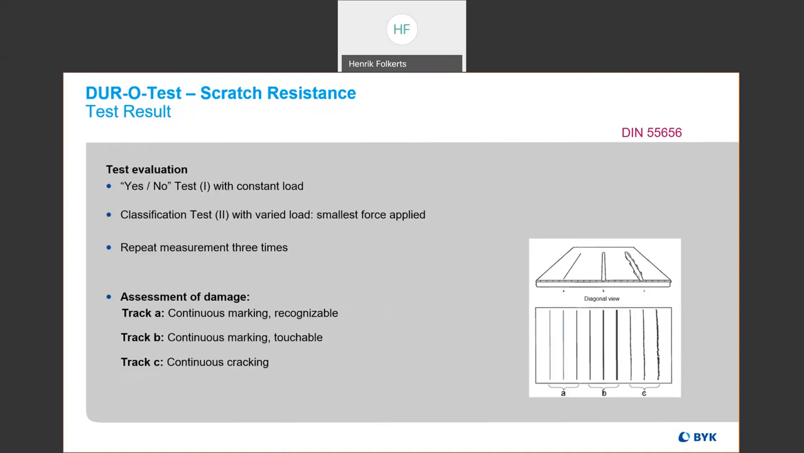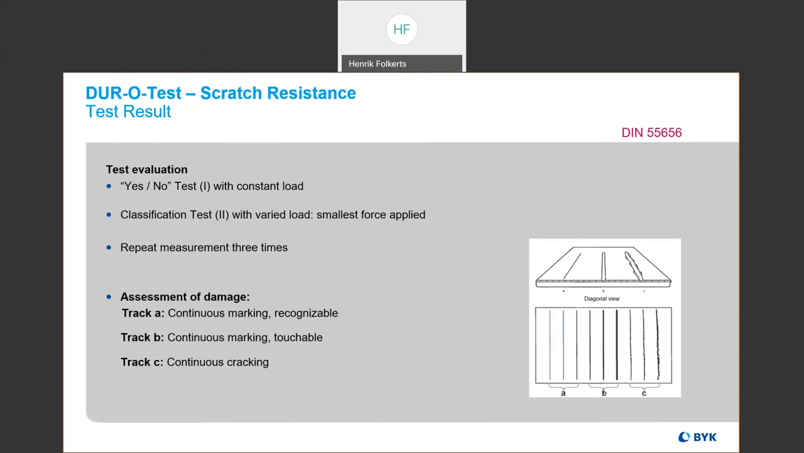There are different test results which can be taken into consideration. Test one is a pass-fail or yes-no test, where the load is predefined. Test two is a classification test, where varying loads are tested. This is done, for example, in R&D while developing a new formulation or comparing different results. The test result would be the smallest force applied, and it's recommended to repeat the measurement 3 times.